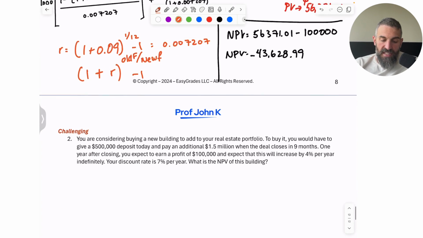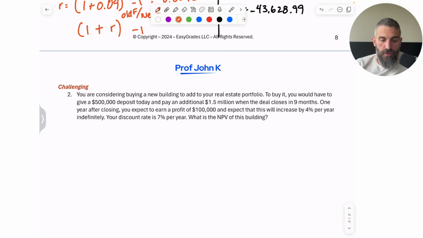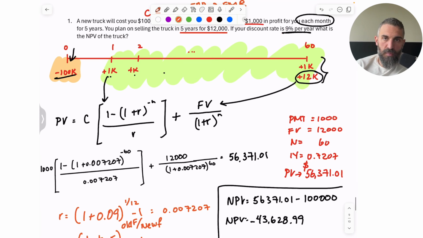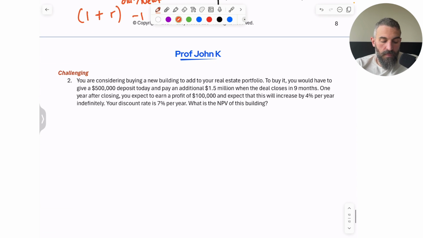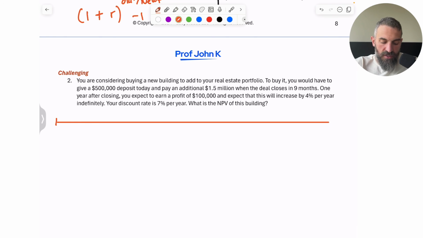So let's take that same concept now and do a more challenging question, right? Because this one was kind of basic, just basic present value subtracted by 100K. Let's do this one. You're considering buying a new building to add to your real estate portfolio. To buy it, you would have to give a $500,000 deposit today. Okay, so today we're giving a deposit, so this would be an outflow. So I'll put here negative 500,000 and pay an additional 1.5 million when the deal closes in 9 months. So 9 months from now, you're paying another 1.5 million.